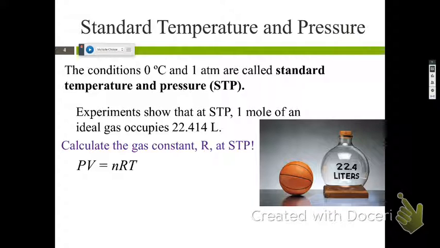Can we rearrange this to solve for R? All right. So we divide both sides by nT. So we have R equals the pressure of a system times the volume divided by the number of moles times the temperature in Kelvin. All right.